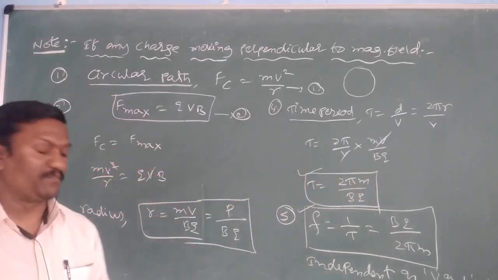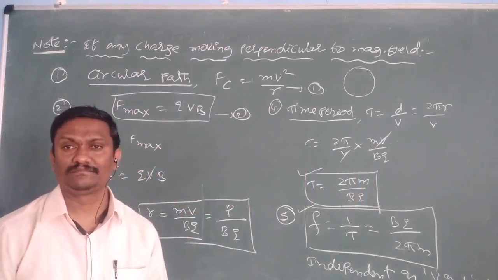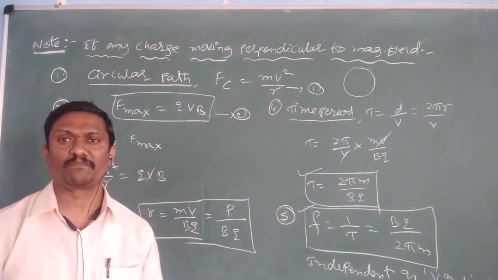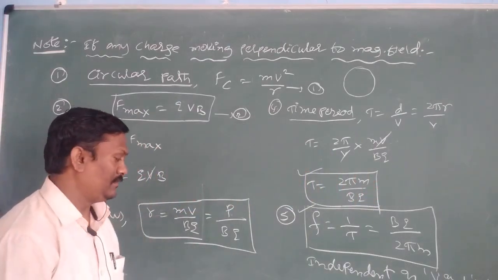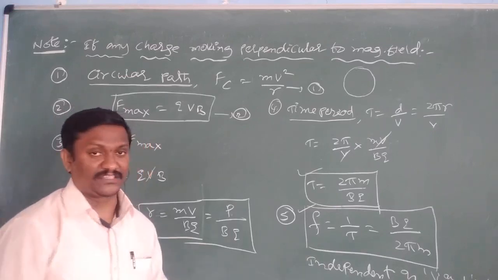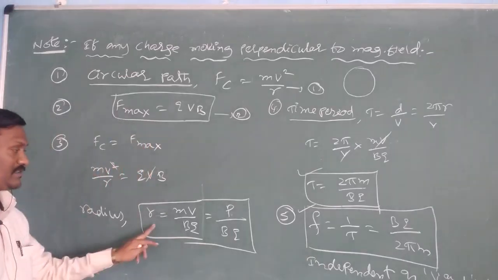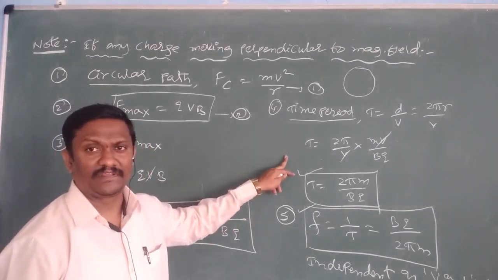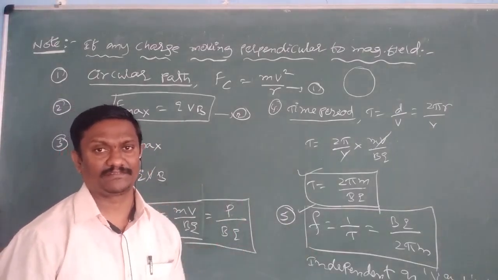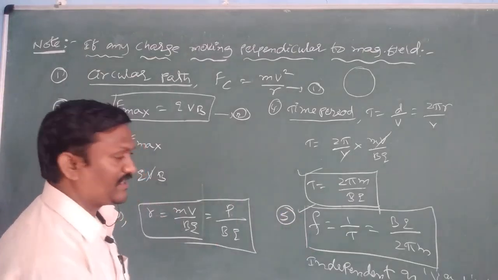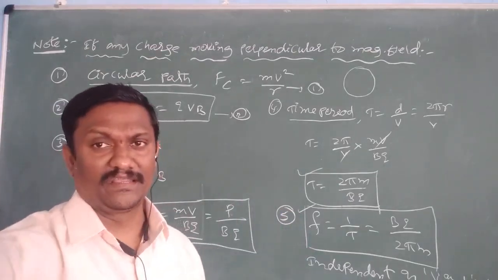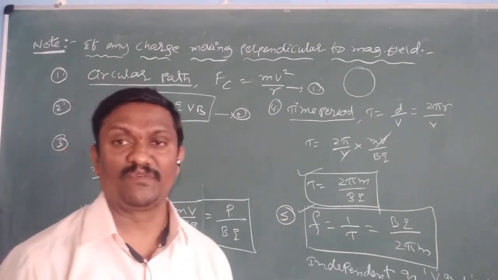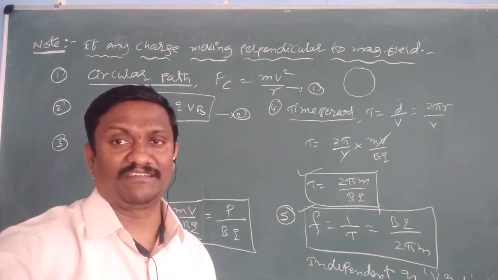So those are some important points when a charge is moving perpendicular to the direction of the magnetic field. In this case, the expression for the radius of the circular path, the time period of the charged particle, and the frequency of the charged particle are all important points for the force acting on a moving charge perpendicular to the magnetic field.